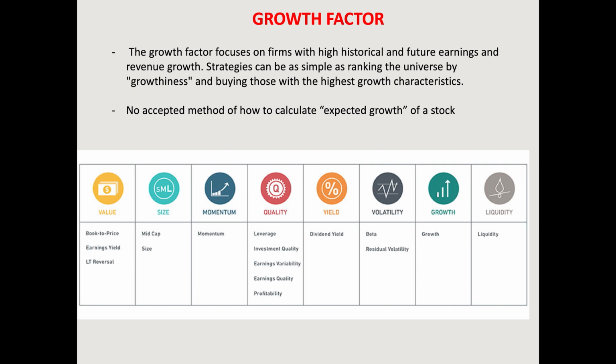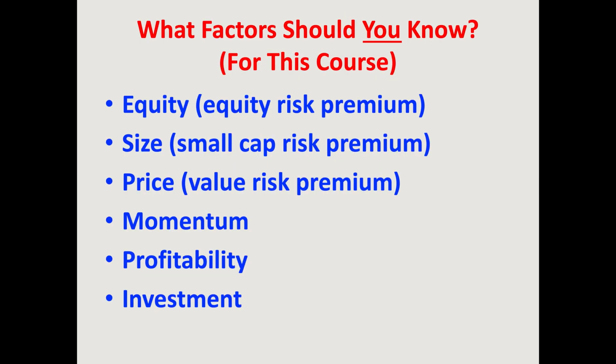All right, so what factors should you know for this course? The equity factor or market factor, also called the equity risk premium. The size factor, also called the small cap factor or small cap risk premium. The price factor, also called the value factor or the value risk premium. The momentum factor, profitability, and investment factors. Those are the 6 factors I'd like you to focus on. You don't need to know the other factors for purposes of this course.